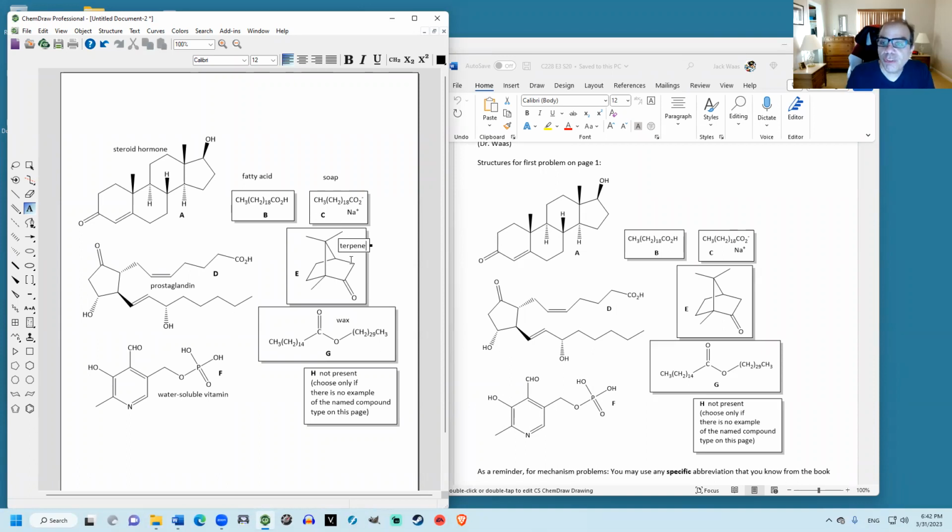So the way you know it's a terpene is by the number of carbons. If it doesn't fit into any other category and it has 10 carbons, it's a terpene. If it is 15 carbons, it's a sesquiterpene. Sesqui meaning 1.5 times 10 is 15. And if it is 20 carbons, it's a diterpene.